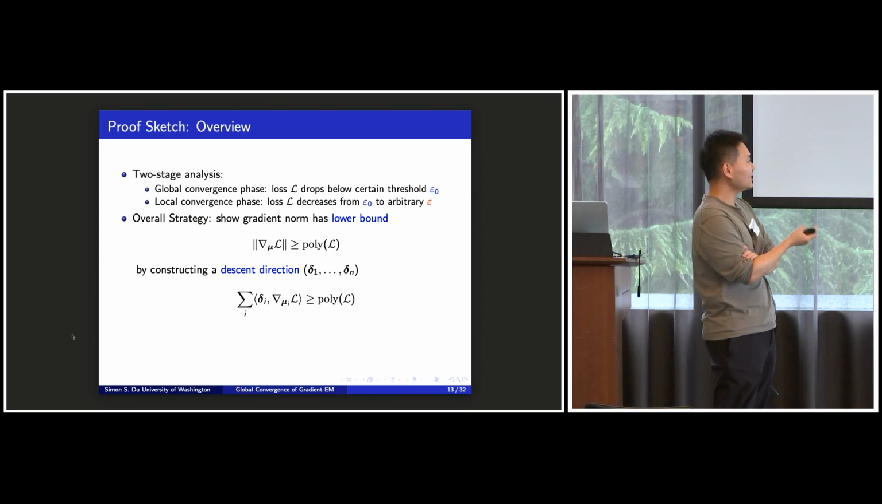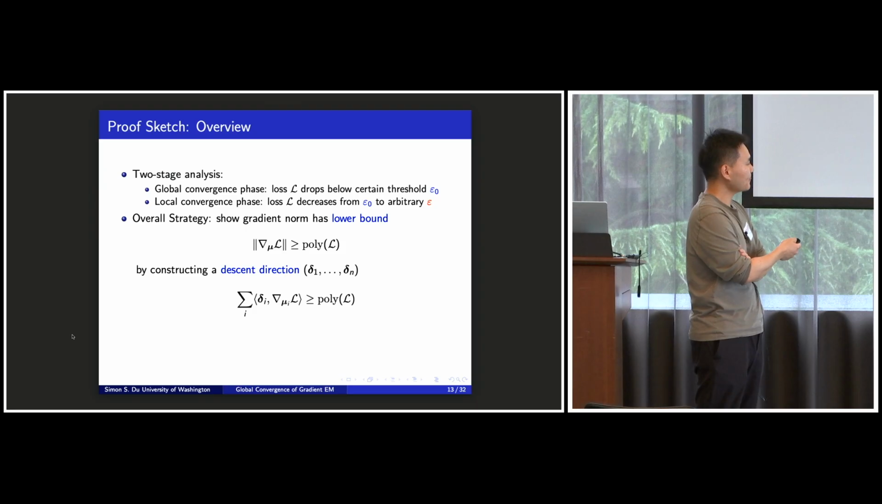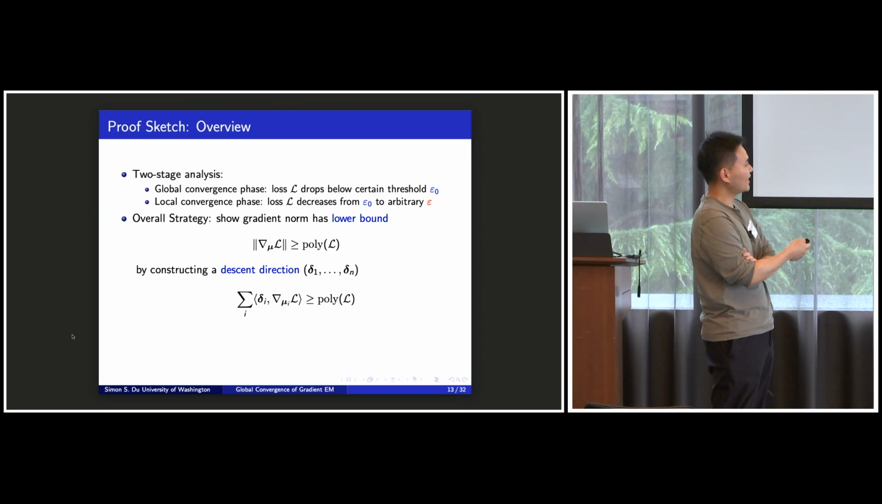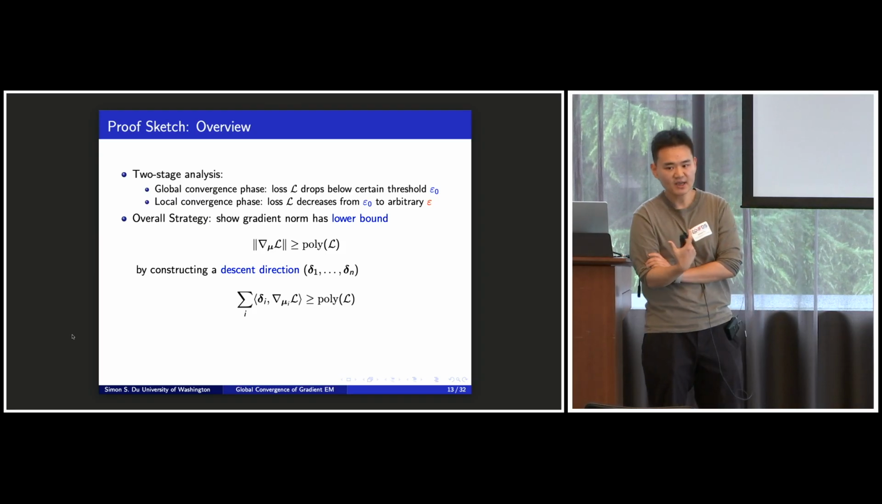And the general idea to show this is to construct a descent direction. Let's say we consider the gradient with respect to mu. We need to construct delta 1 to delta n such that this is the inner product between these descent directions and our gradient. You can show that this inner product is bigger than some polynomial of the loss function.